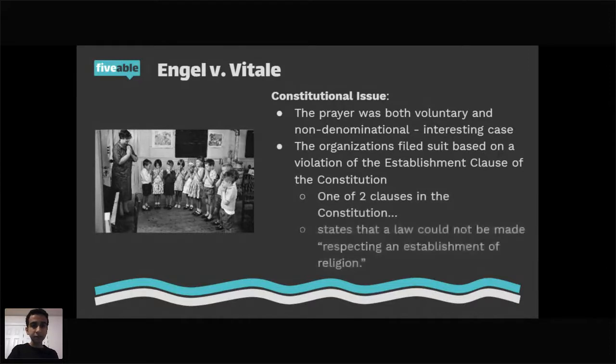I talked about this. And the Establishment Clause, literally exactly what it says, is that a law could not be made respecting an establishment of religion. Okay. So yeah, it's just saying that the government basically can't endorse a religion and say, this is the religion of the United States. Because it was happening in a public school, that was the main issue revolving around this case.